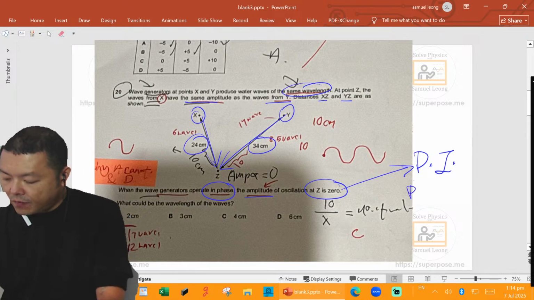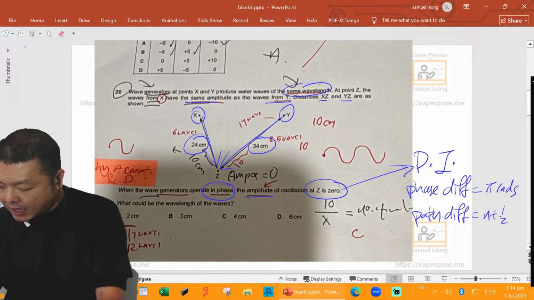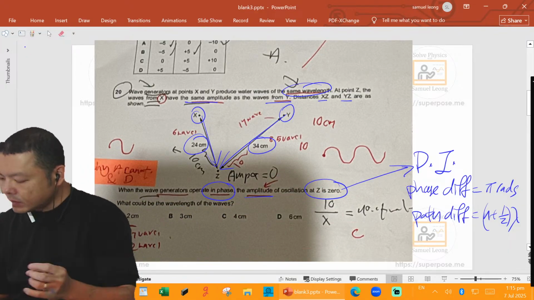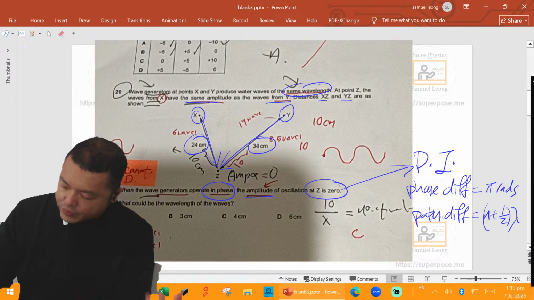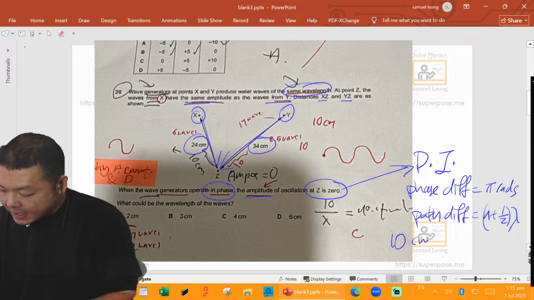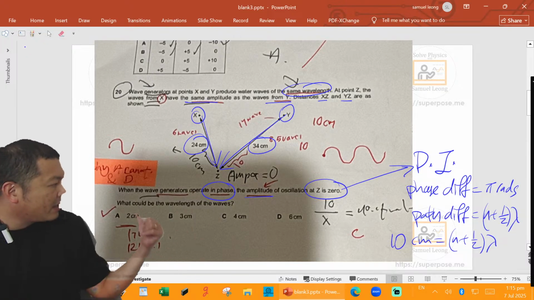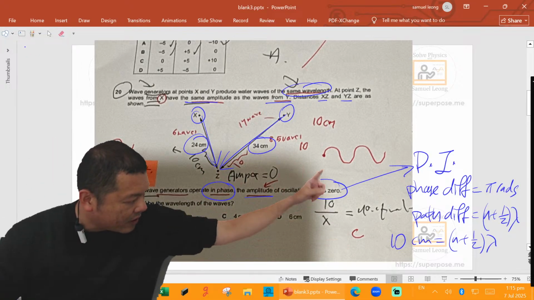This means the phase difference is pi radians. This means that the path difference is n plus half wavelengths, where n is an integer. So n can be 0, 1, 2, 3, as long as you end up with half a wavelength. So 10 cm equals n plus half lambda. Your job is to find a wavelength that you can fit into that equation where n is an integer value.